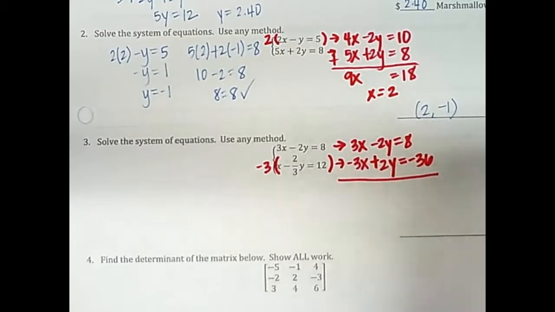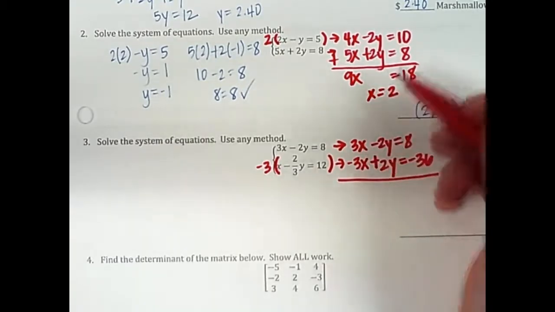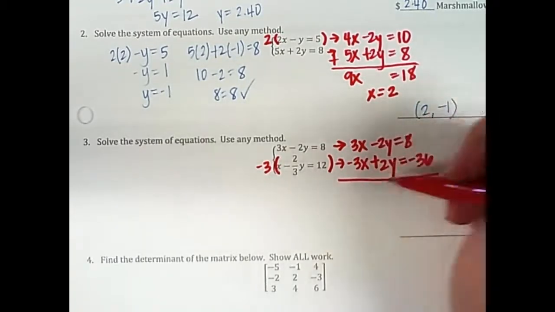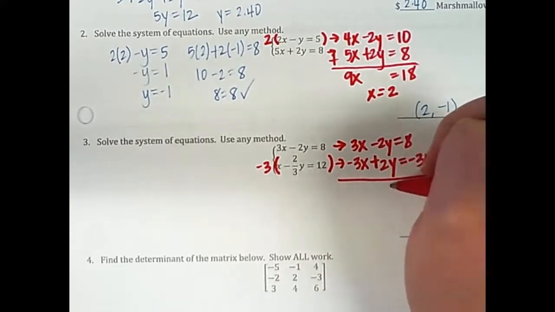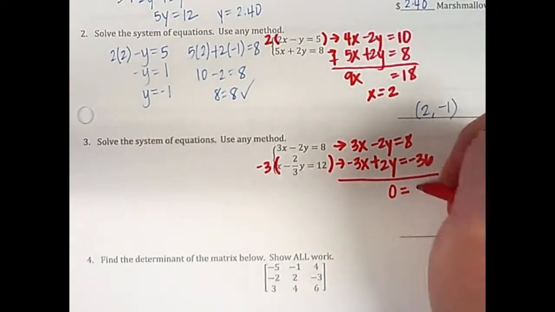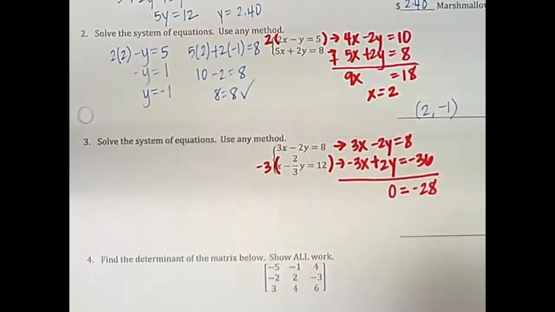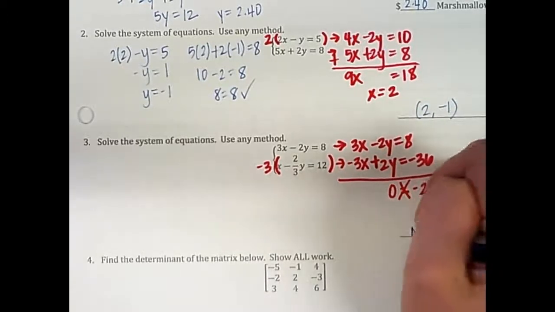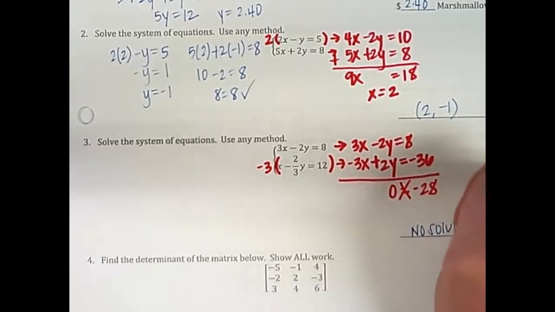Now what you should be recognizing is that not only do the x's cancel out, but the y's cancel out too, to leave me with 0 on the left side of the equation and -28 on the right side. And since that's a false statement, those do not equal each other. That means that my answer is no solution.